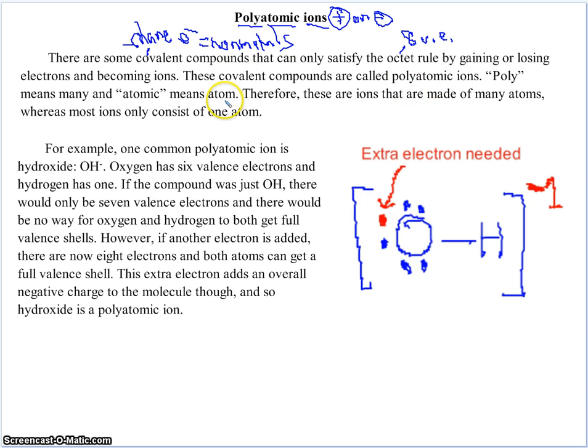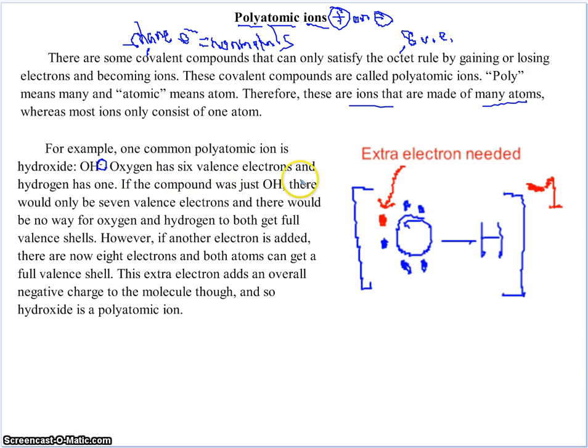Poly means many, atomic means atom. I already said that. Therefore, these are ions that are made of many atoms. So ions, many atoms, whereas most ions only consist of one atom. So for example, one common polyatomic ion is hydroxide, OH minus. Notice the minus right there.